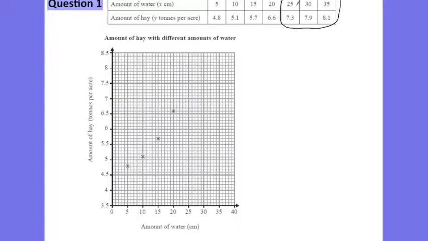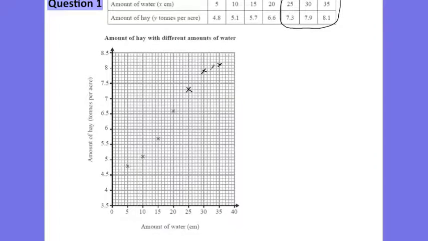So taking a look here, our first point, x is 25, the amount of hay, 7.3. Taking a look here, we've got 7, 7.1, 7.2, 7.3 is here. 7.4, 7.5, yes. Our next value for x is 30, and the amount of hay is 7.9. So here to 8 and 1 down. And our last point here to plot is 35 and 8.1 here. Make sure those go in the correct place.